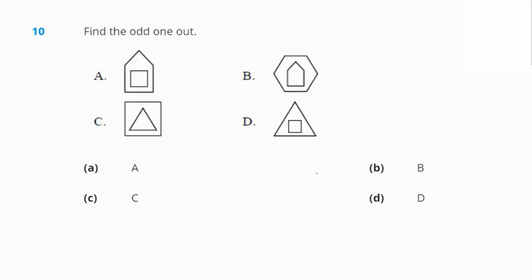Find the odd one out. Let's count. 1, 2, 3, 4, 5. This has 5 sides and the inner box has 4 sides. This has 1, 2, 3, 4, 5, 6. This has 6 sides and the inner box has 5 sides. This has 4 sides and the inner box has 3 sides. This has 3 sides but the inner box has 4 sides. So the pattern followed is that the outer box has 1 side more than the inner box, and D is the wrong one. So D is our correct answer.